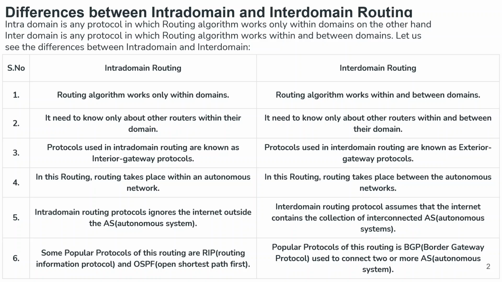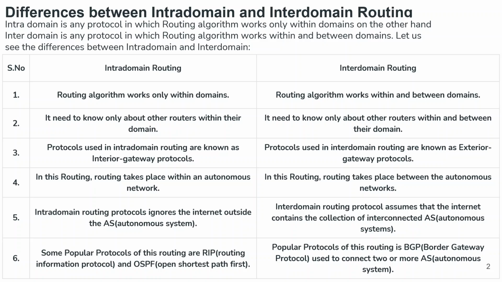Intra-domain is any protocol in which the routing algorithm works only within a domain. On the other hand, inter-domain is any protocol in which the routing algorithm works within and between domains. So let us see the difference. In intra-domain, the routing algorithm works only within the domain, and in inter-domain, the routing algorithm works within and between the domains.